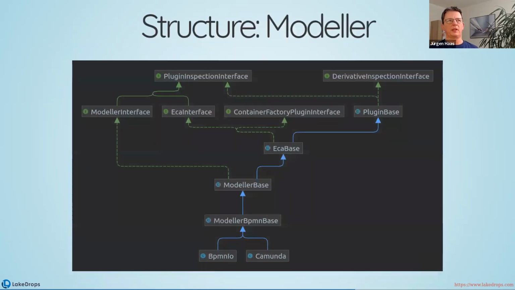The structure of the modular classes, that's an easier one. We have a modular base. On top of that, we have the modular BPMN base, and the two integrated clients are both subclassing that one. So yeah, that's about it. Not very much code in there. It's just about reading files, saving config, and telling ECA what the events, the conditions, and the actions are, and all of their properties. That's about it, what a modular has to do.